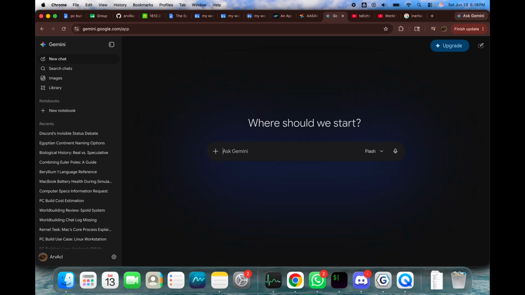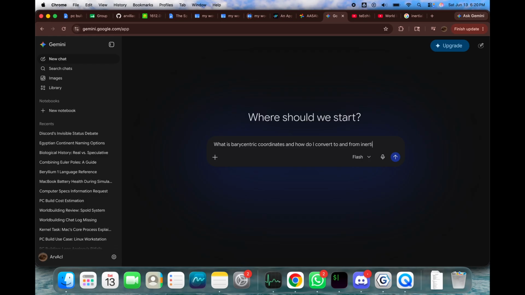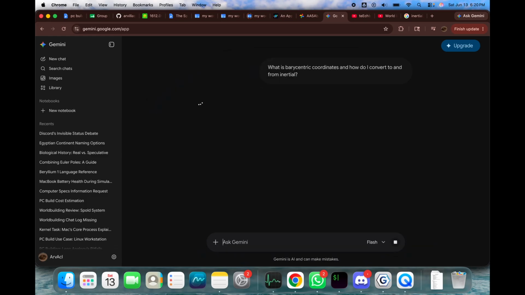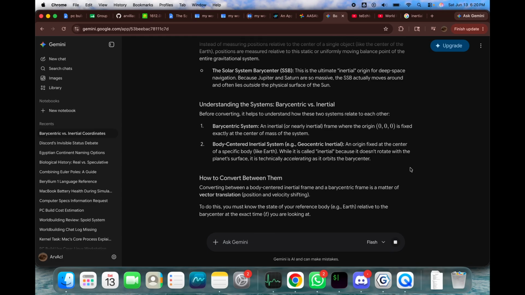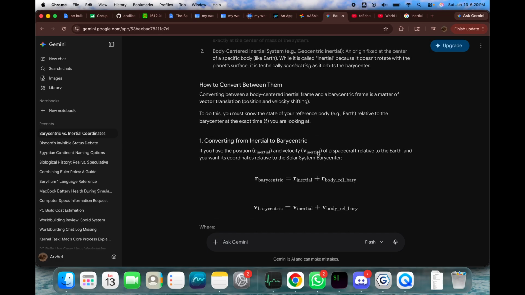What prompt should I give? Let's say, how do I convert between... not that. Let's ask, what is barycentric coordinates, and how do I convert to and from inertial? Yeah, Gemini. Okay, what are barycentric coordinates, a coordinate system relative to static or universal?